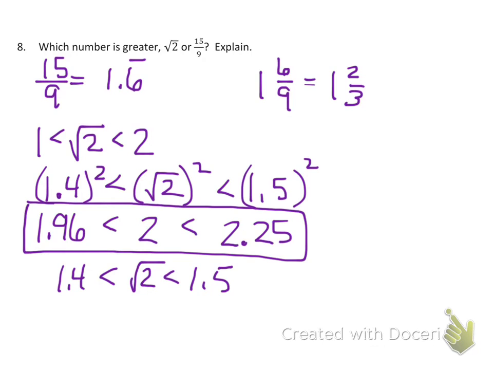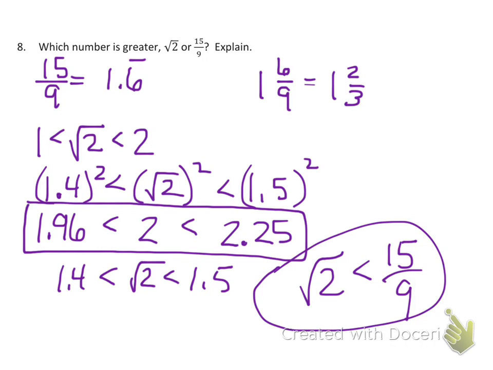Since the square root of 2 is less than 1.5, and I can see that 1.5 is less than 1.6 repeating, then I know that the square root of 2 has to be less than 15/9 in answer to that question. And that's because the square root of 2 has to be less than 1.5, and 1.5 is less than 1.6 repeating. Okay? So since 1.6 repeating is 15/9, I can write this statement.